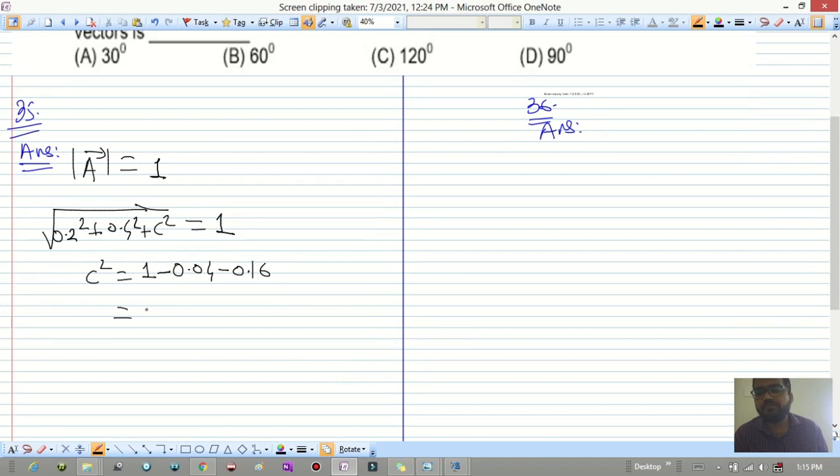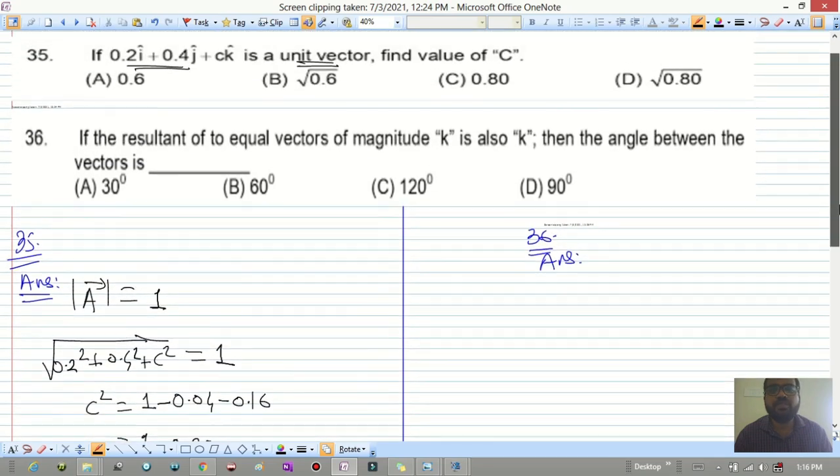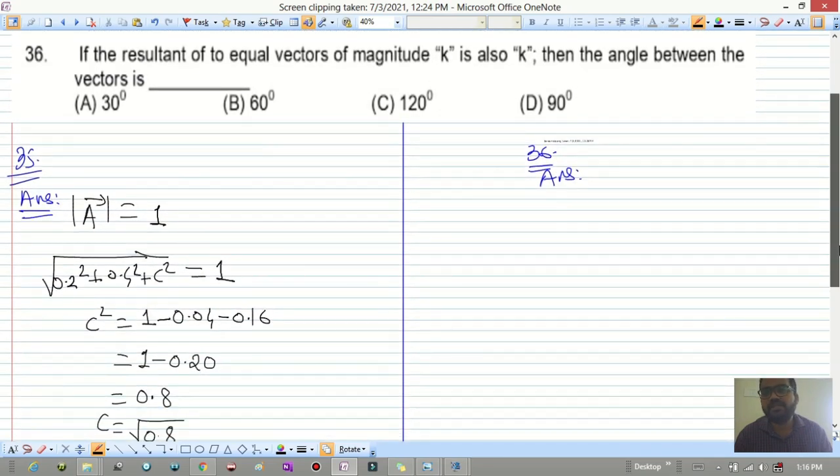If you just solve this, you will get 1 minus 0.2, and 0.04 plus 0.16 is 0.20. So this is equal to 0.8. So C is equal to the root of 0.8 is the answer. And as you can see over here, this is given in option D.